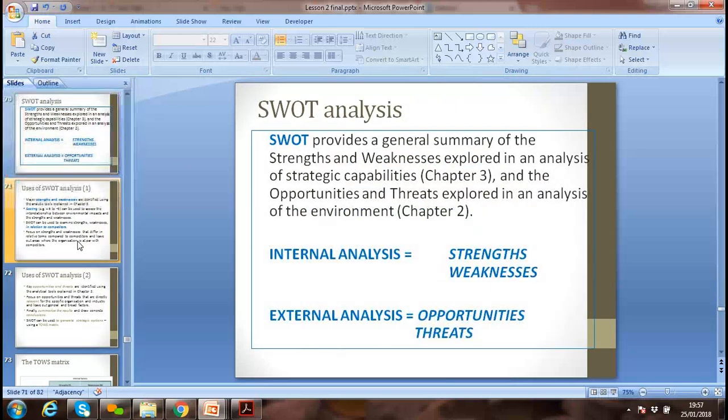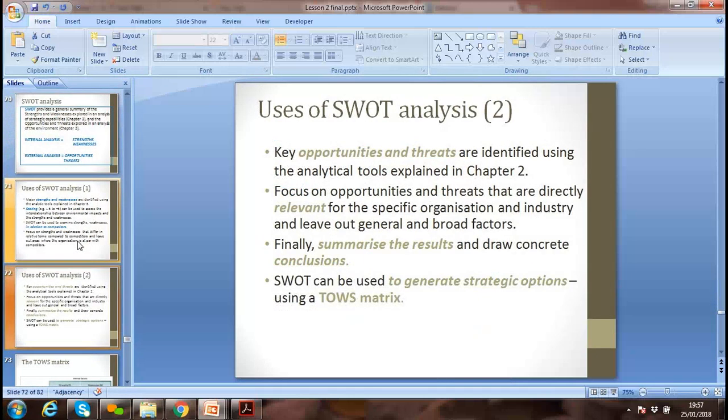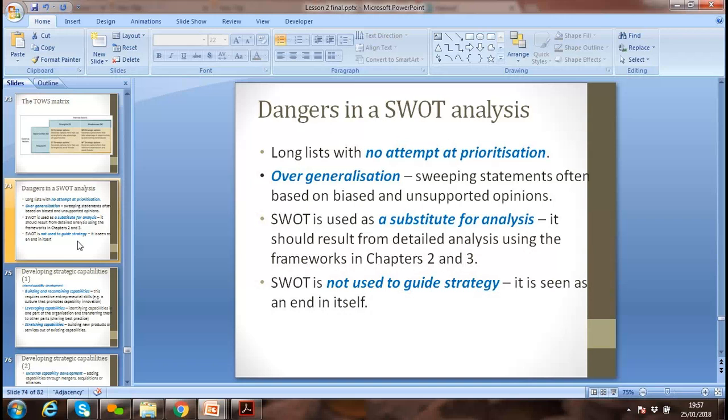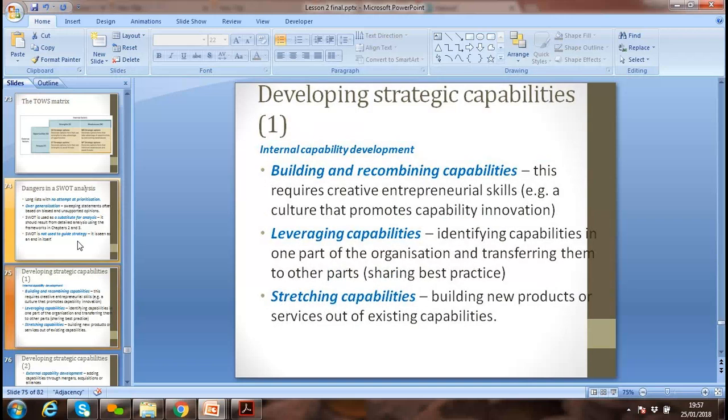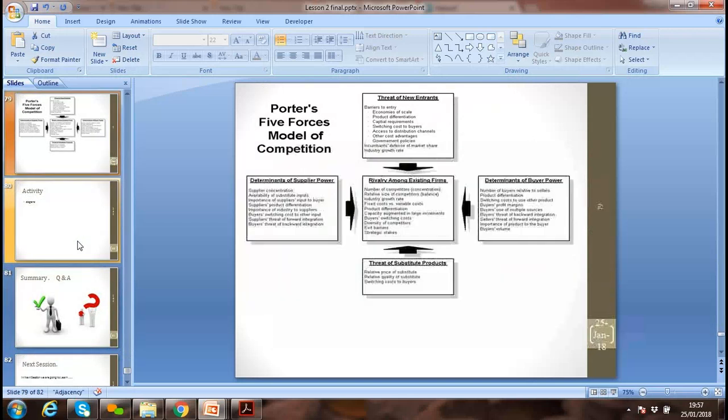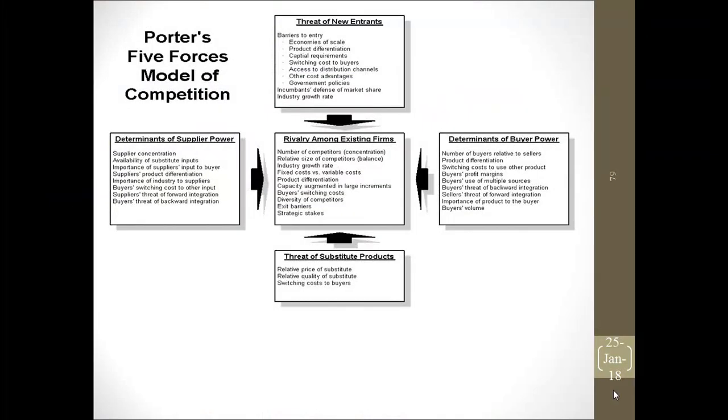The SWOT analysis we already discussed in the previous lesson. The TOWS matrix, which we discussed like SWOT, SO, WO, WT, we discussed during our last lesson. This is all about how to apply them. Next, the last thing we will discuss today is called Porter's Five Forces.